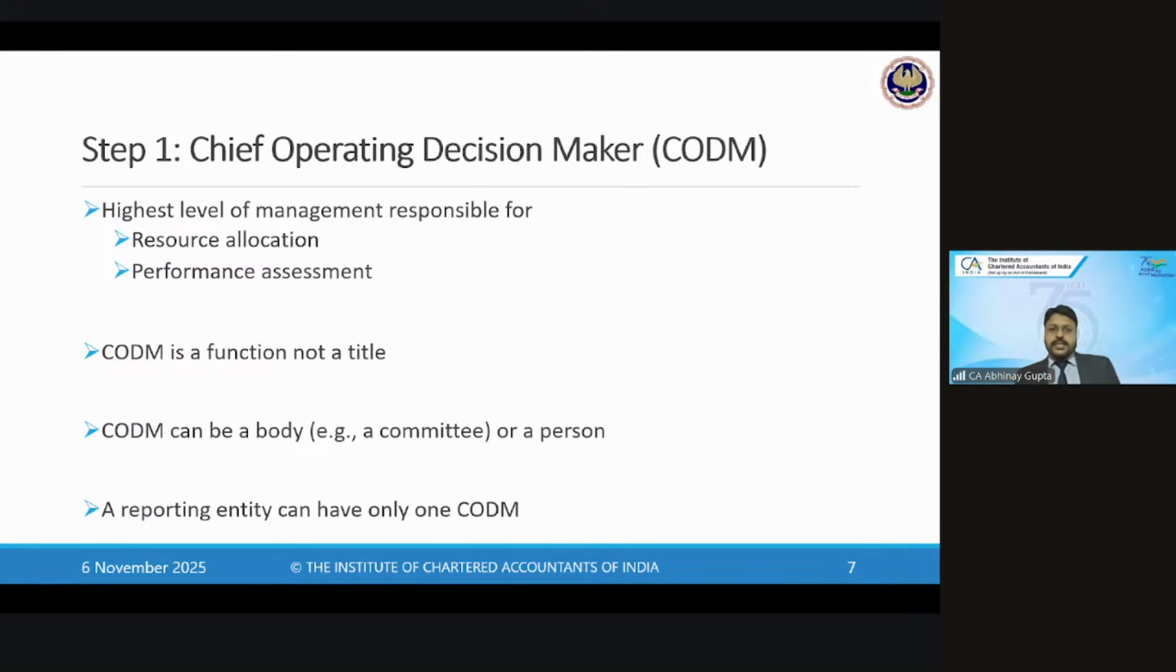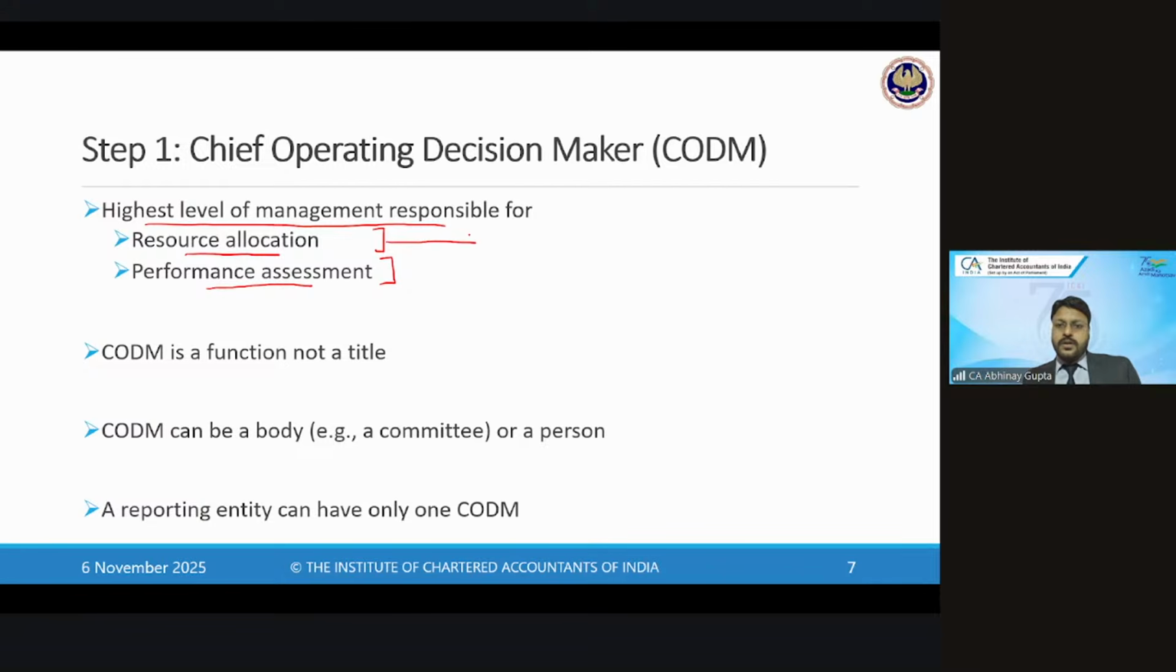So the standard says the Chief Operating Decision Maker, CODM, is the person who has the highest level of management responsible for resource allocation and performance assessment, right? I think somebody said that it is whoever reviews the performance. That was a partly correct answer. Performance assessment is required, but the key criterion is resource allocation.